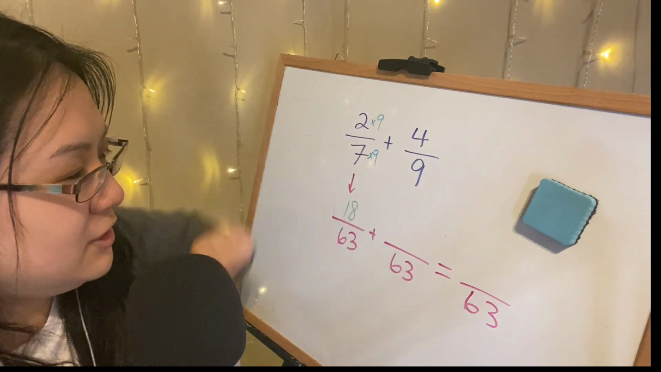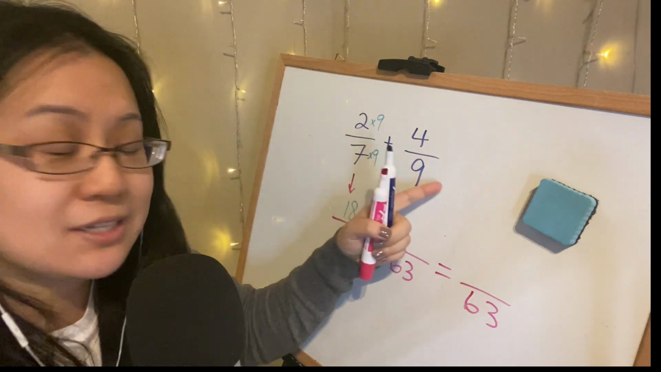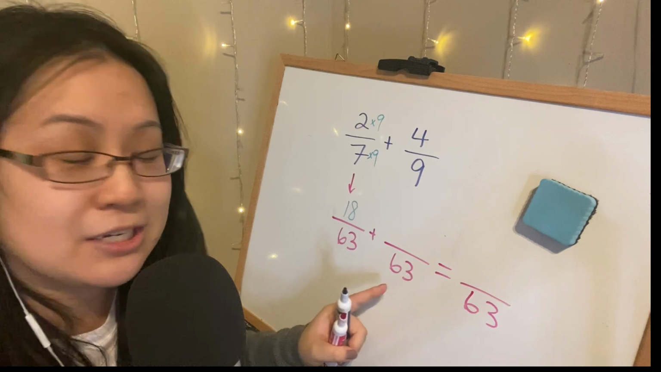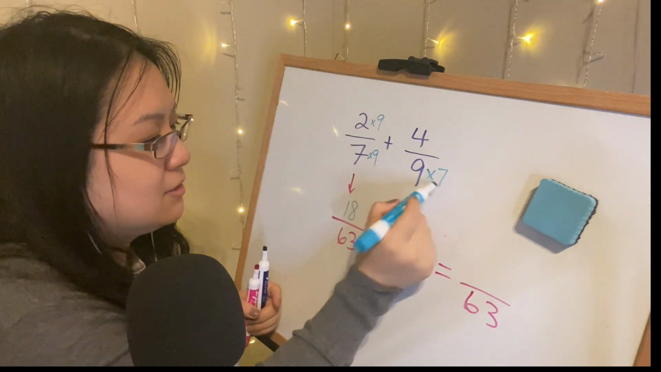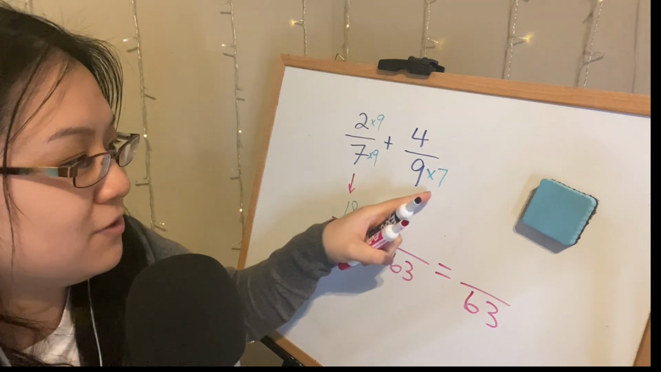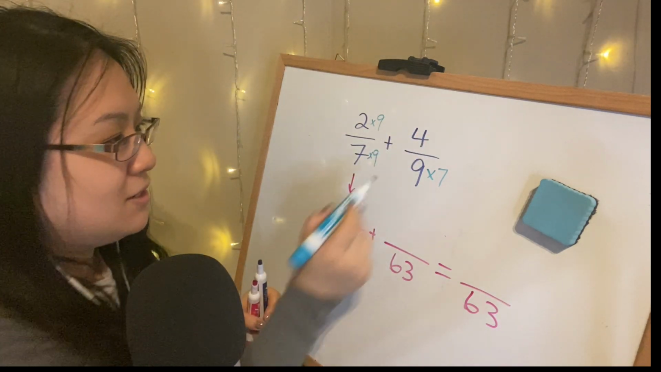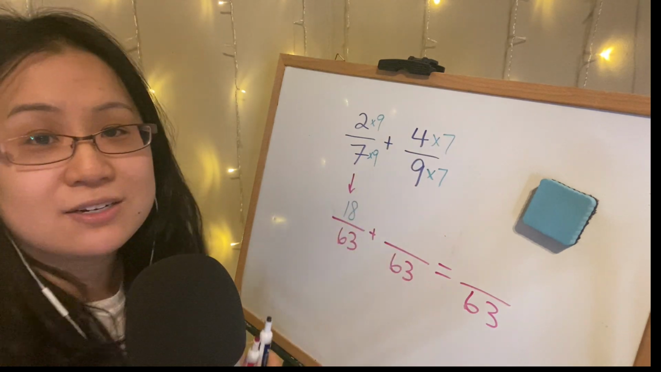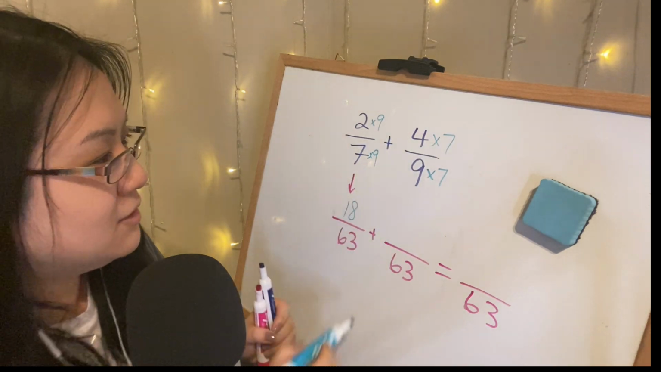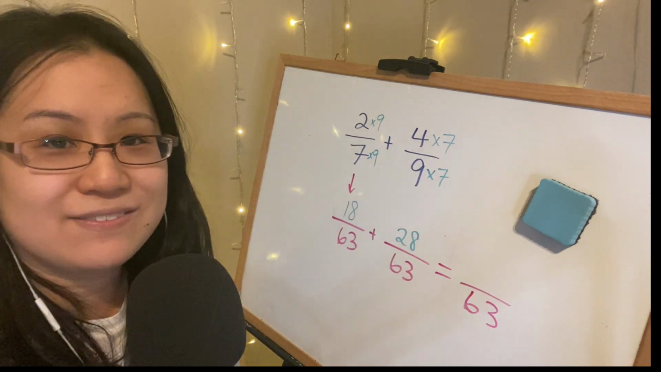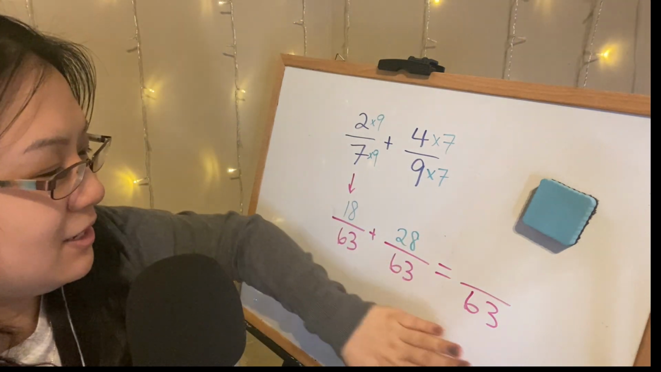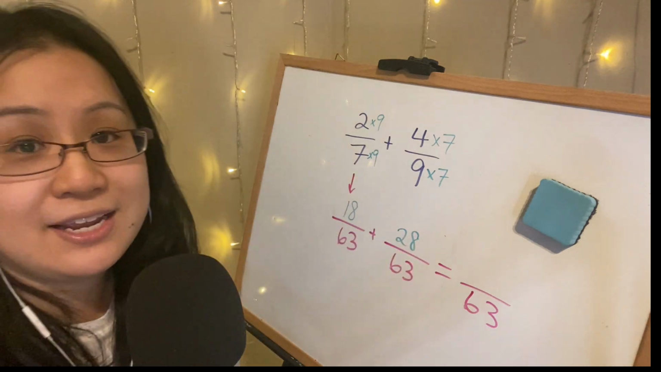How do I do it for here? 9 times 7 is going to give me my 63. It's all about multiplication. 9 times 7. If I do it on the bottom, I have to do the same thing up here. 4 times 7 is 28. Very good. And now I can add 18 plus 28.